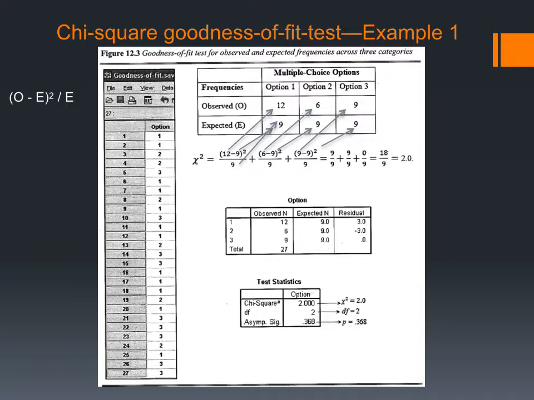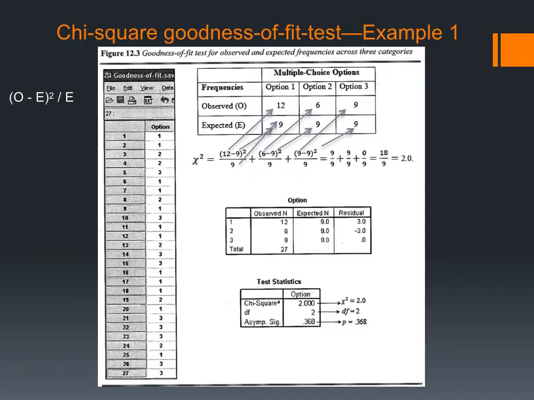Now notice the 12 was what was observed. The 9 was what was expected. So we subtract 9 from 12, we square the value and divide it by what was expected, the 9 again. And then the same thing. We take the 6, the observed value, minus the 9, the expected value. We square it, divide by 9, and then we do the same thing for 9 minus 9 squared, and then divide by 9. And you can see that when we add up those values, we get 2.0.